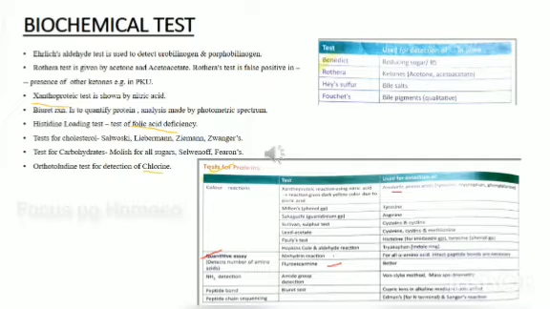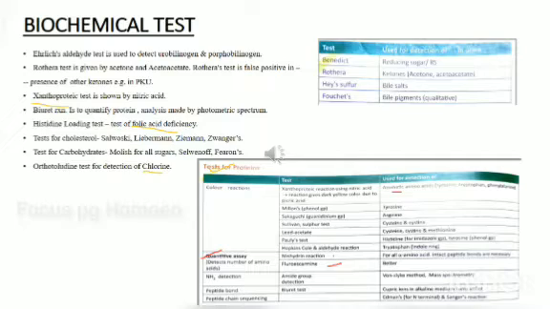Next are the tests for the proteins. First about the color reactions. In that, first we have the xanthoproteic reaction, which uses nitric acid. In presence of protein, it gives you a dark yellow precipitate. It is used for the detection of aromatic amino acids, that is tyrosine, tryptophan, and phenylalanine.